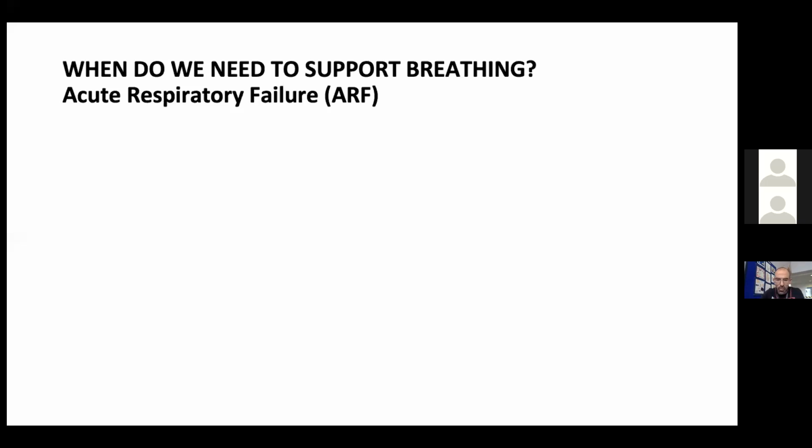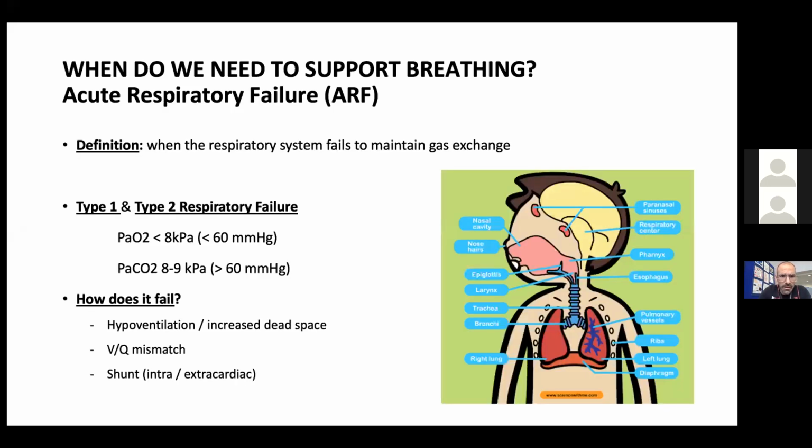So when do we need to support the breathing of a child? Basically, with failure. The definition of respiratory failure is when you have a failure of the whole respiratory system to provide a decent oxygenation and ventilation. Depending on which parameter we are talking about, we will talk about type 1 respiratory failure or hypoxemic, or type 2 respiratory failure or hypercapnic.